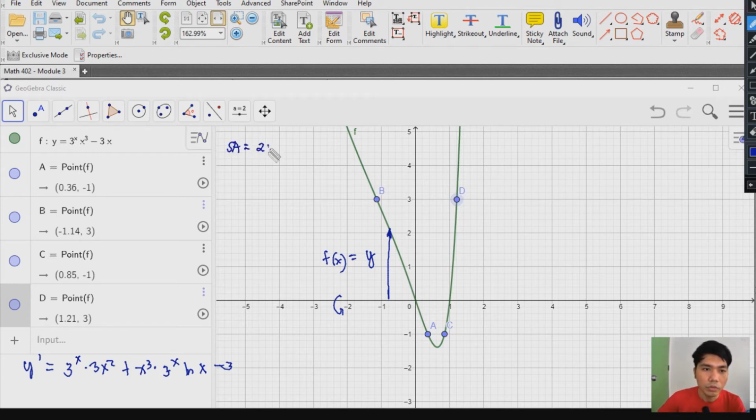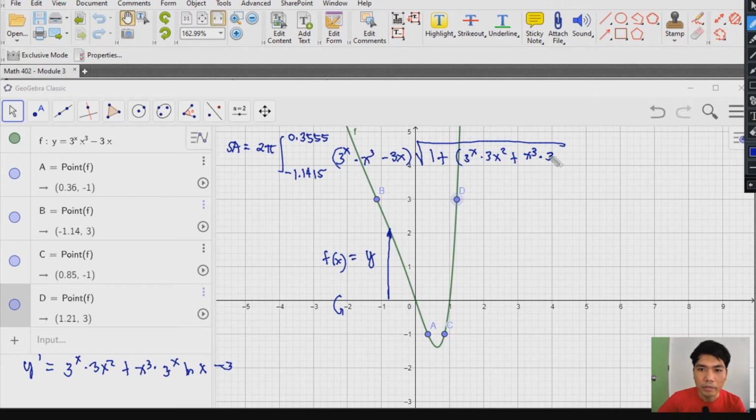So the surface area is equal to 2 pi. Now, from b to a, I've already stored the value from that certain equation. So e is negative 1.1415, and you can check that in these values, diba? So your f is actually 0.355. And of course, I'm storing this value, so I'm using the most accurate values as possible. So we have, again, the equation itself, that's 3 raised to x times x cubed minus 3x. Multiply this by the square root of 1 plus 3 raised to x, 3x squared plus x cubed times 3 raised to x ln of x and then minus 3, squared, dx.